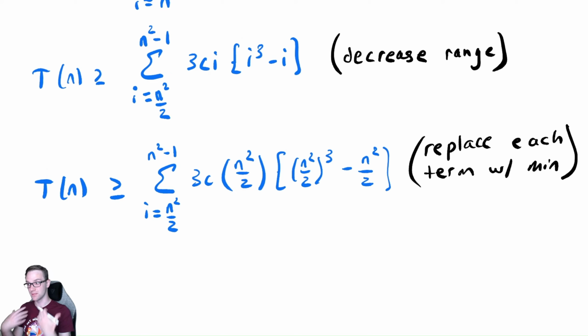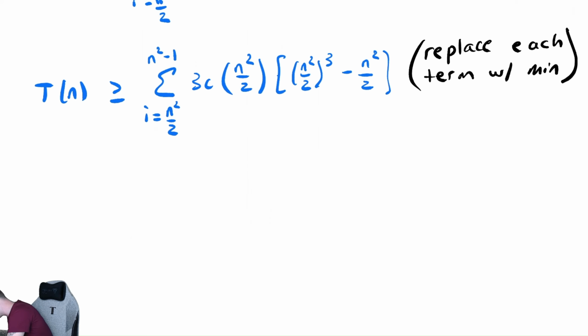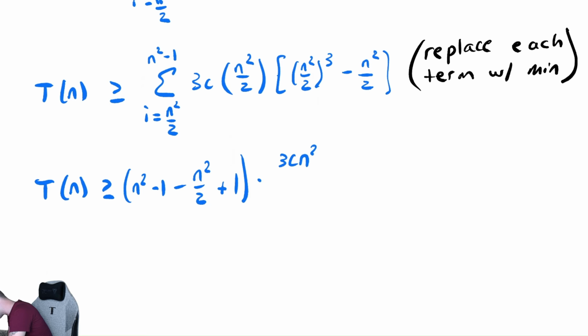And now, just as we've seen many times already, we no longer have i inside of the summations. This is now a fixed quantity that we're adding up. It's the giant mess, but it's still a fixed quantity. So we take that fixed quantity and multiply by the number of terms, which is the top bound of the sum, minus the bottom bound of the sum, plus 1, times the inside of the sum, which is 3cn squared over 2, times quantity, n to the 6th over 8 minus n squared over 2.